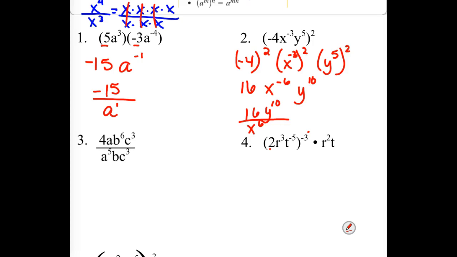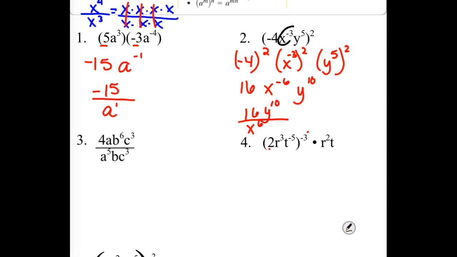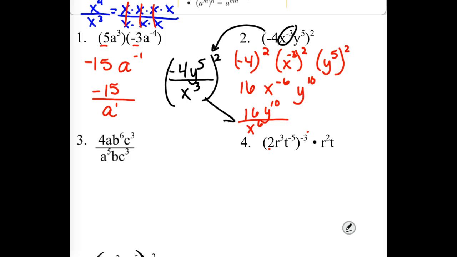Okay, and what I said earlier about several different routes you can take. Some people would look at this second example here, and they'd say, I'm going to take that x piece because it has a negative power, and I'm going to flip it right away. Okay? And they would look at this as negative 4y to the 5th over an x cubed, and then they would deal with the square. And that's fine. We can get to the same answer doing that. Either one is perfectly valid.